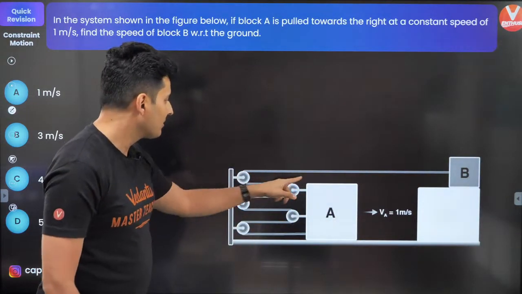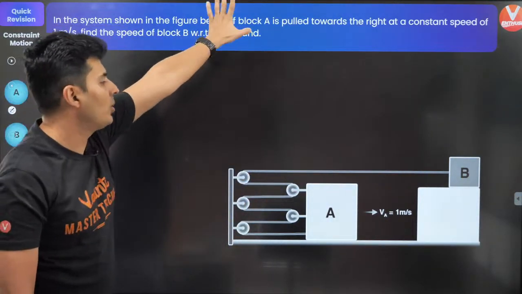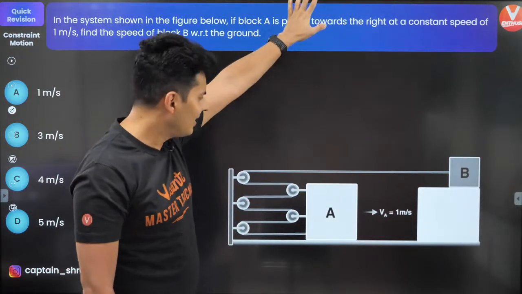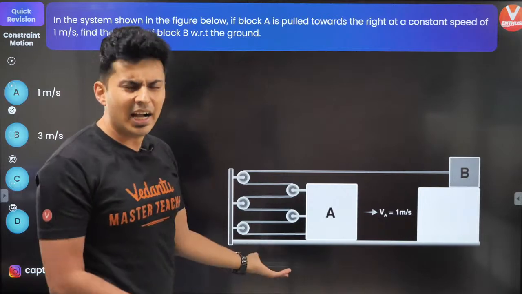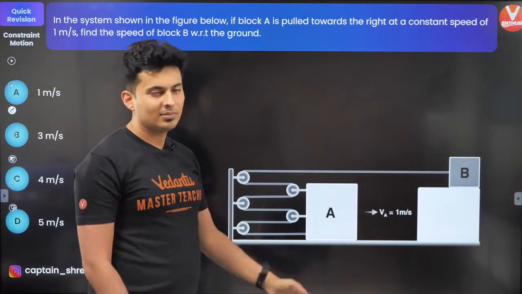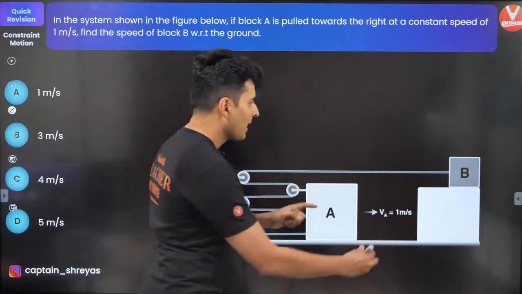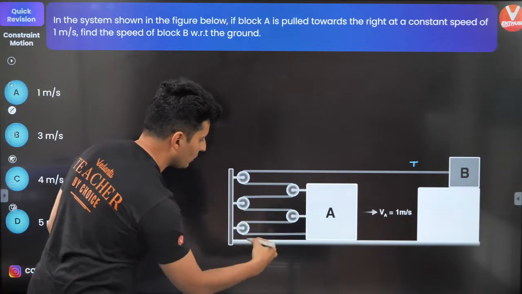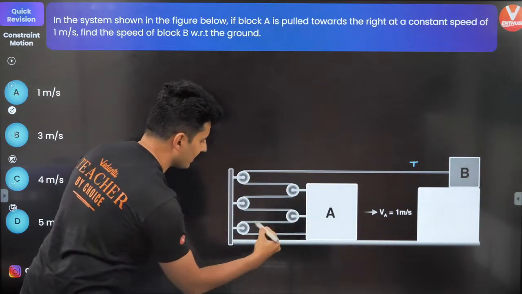And then you have these strings which are going around and this block B is there. The question is, what is the velocity of block B? I will use derivatives. Nah. Should I use visualization? Nah, I can, but no. Tension? Yes. And see how. This is T. Only one string is there. Do you see that? Only one string is there.